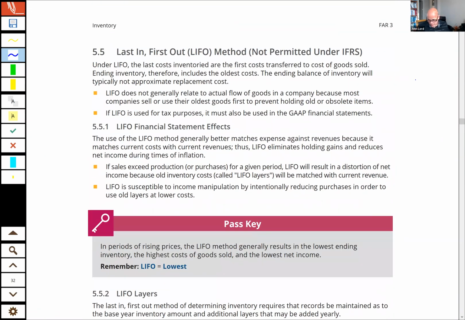And let's go ahead and look at last in, first out. Okay, now last in, first out, as we've said, is not permitted under IFRS. And under last in, first out, the first costs transferred to cost of goods sold are the last items to be added to my inventory.